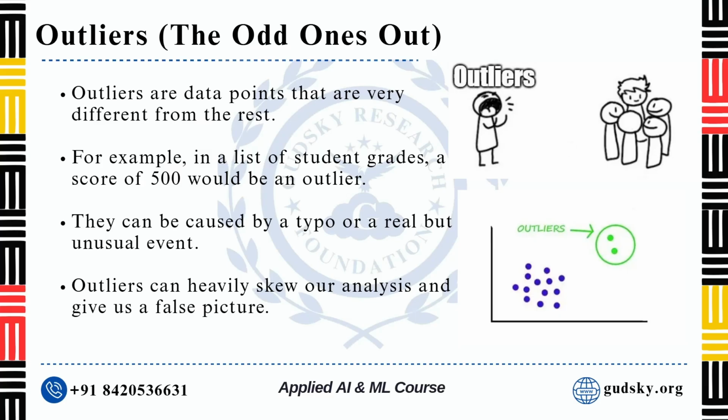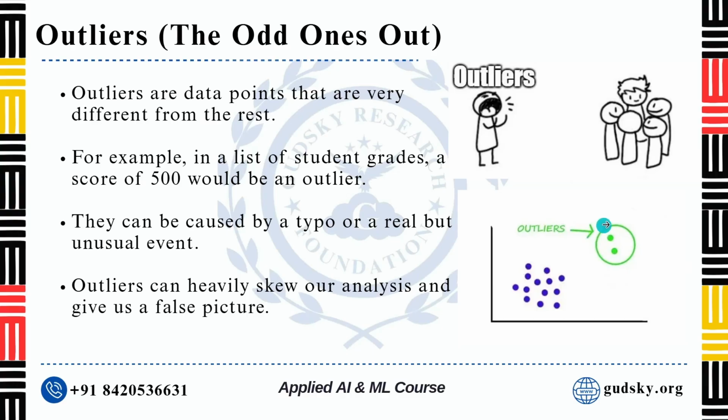An outlier is a data point that is extremely different from the other values in the dataset. Imagine you have a list of student ages and everyone is between 18 to 22. But then you see a value of 150. That's an outlier. They can be caused by a simple data entry error like a typo, or they represent a real but very rare event. They can easily mess up your analysis by throwing off your averages.